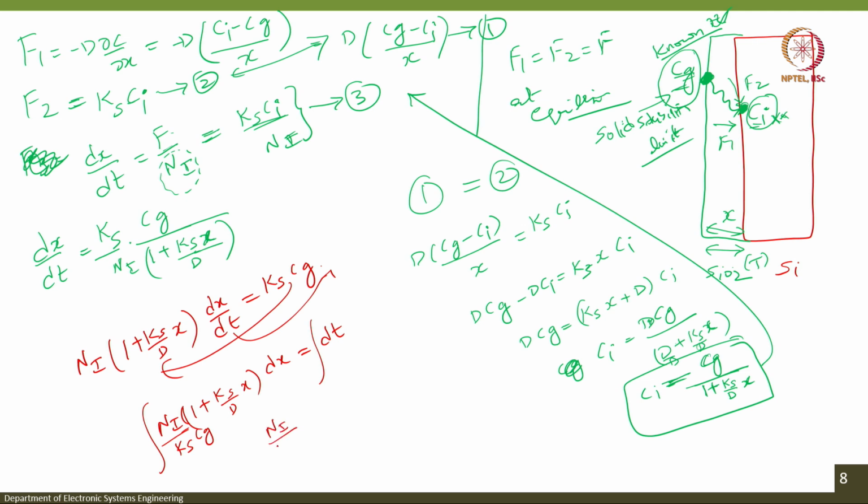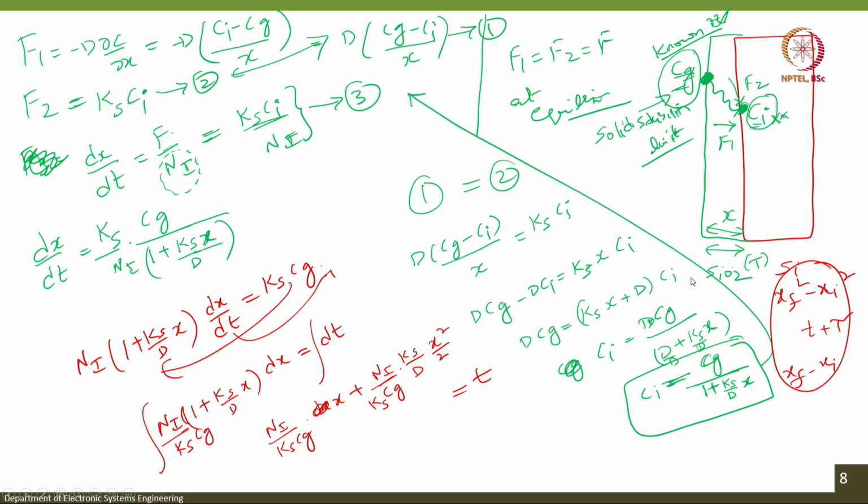So, what you will get is Ni by Ks Cg into dx. If you integrate, it will become x plus Ni by Cg Ks, this is Ks by d into x dx, which is x square by 2, that is equal to T. Okay, if you have initial conditions, you have to write xf square minus xi square, then T plus tau, on the left hand side xf minus xi, something like that. Okay, I do not want to complicate the matter right now. This is just for you to simply understand what exactly is this, right.